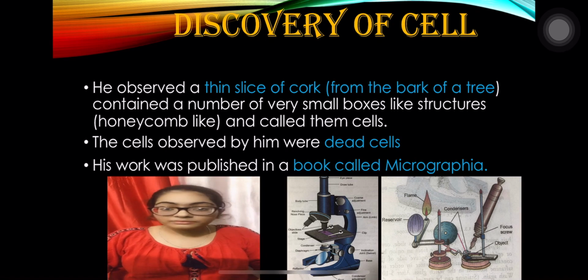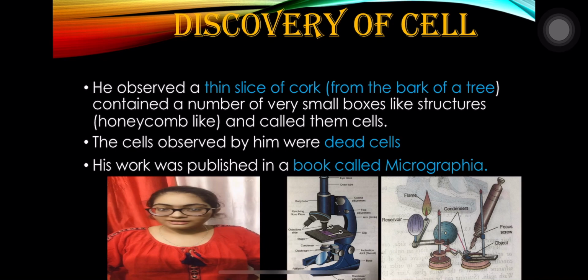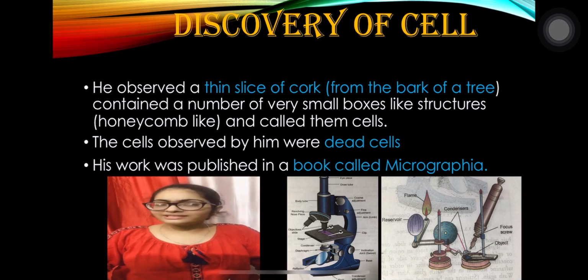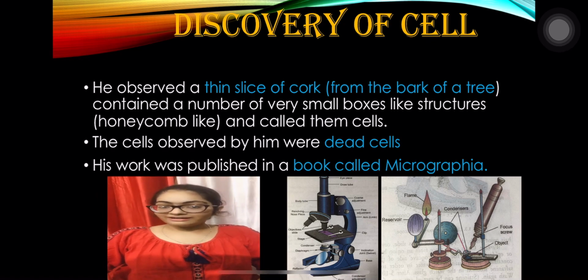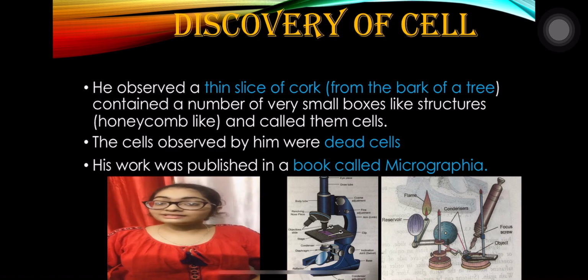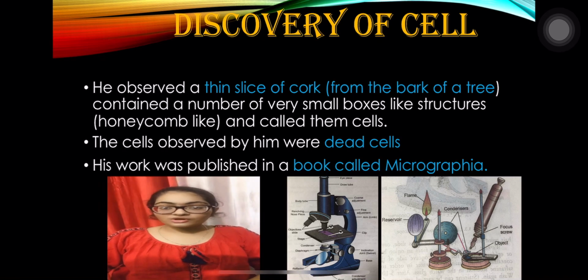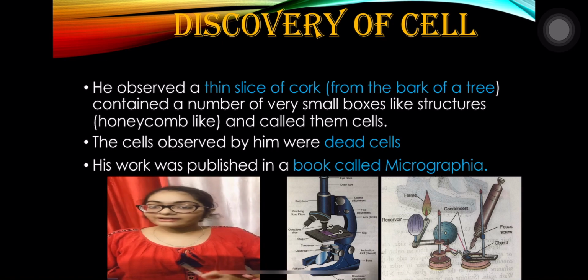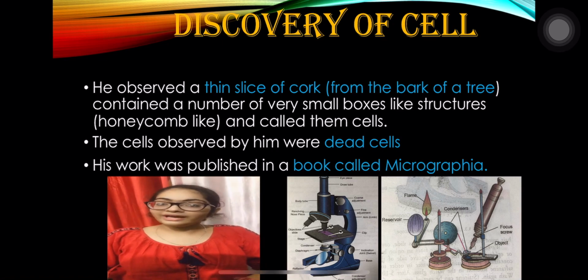His work was published in a book called Micrographia. What was the name of the book? Please repeat with me. It is Micrographia. Now, an interesting thing to note is that he observed the cells with his own self-made crude microscope. Use your imagination and imagine how the microscope looked in 1665, in those ancient times. You can see the picture and compare the modern microscope with the ancient microscope.